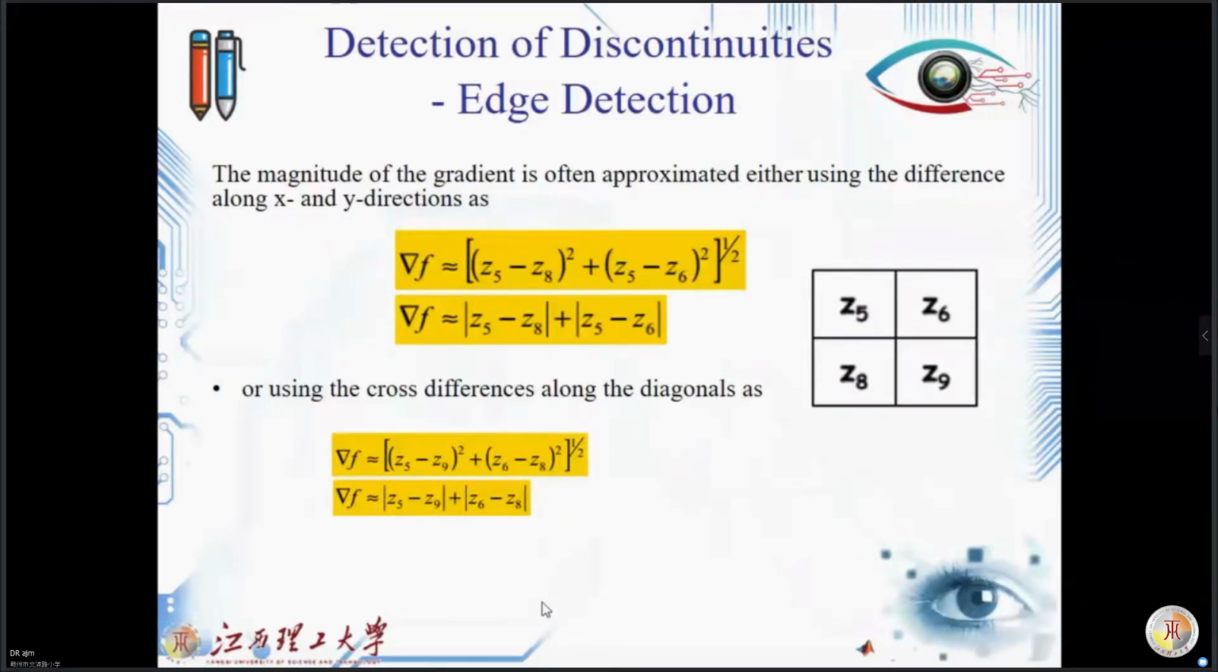Then if we calculate this using the cross difference along the diagonals, you will see that the magnitude of delta f, or the change of my function, will become like the formula that I showed here: the magnitude of Z5 minus Z9 plus the magnitude of Z6 minus Z8, which can be calculated simply in mathematical form.